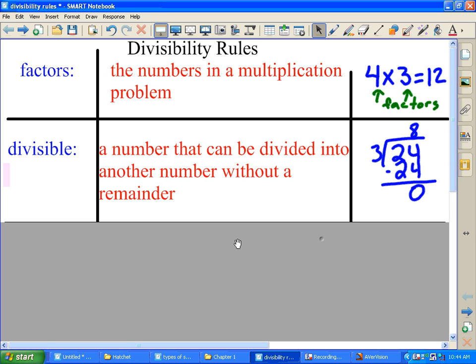Now in the example I put 24 divided by 3 is 8, because 8 times 3 is 24, so I get a 0 remainder. So I would say 24 is divisible by 3. Okay, 24 is divisible by 3. Write it down quickly.